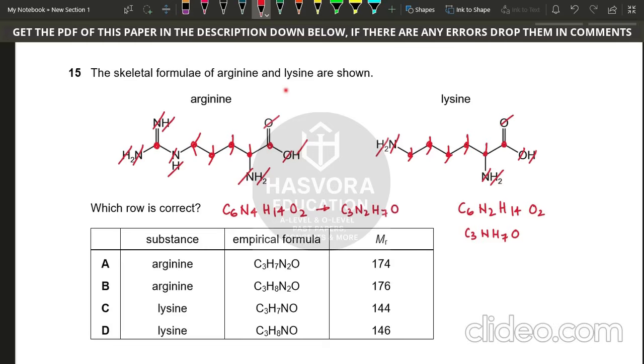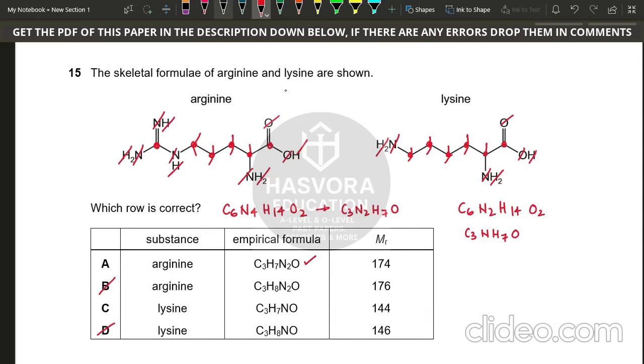Now you can just see that the arginine matches. Okay, now the arginine does not match here, so we can just cancel B. Now the lysine, it does not match with this one, so D will also be cancelled. And actually the C and the A are matching the empirical formula. Now let's calculate the MR.